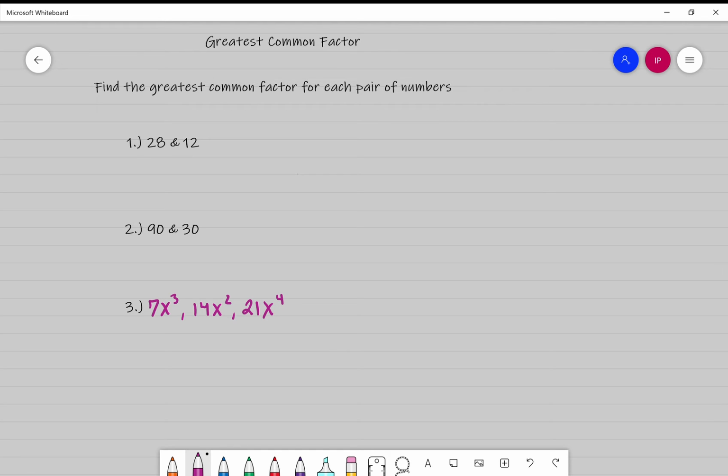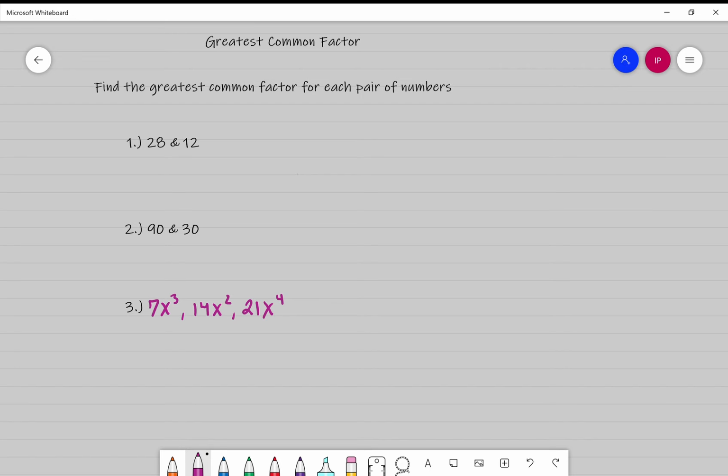Hello everyone. In this video I would like to show you how to find the greatest common factor, also known as the GCF. So in this video I have three examples that I would like to work on. In this first example I'm wanting to find the GCF between the two numbers 28 and 12.